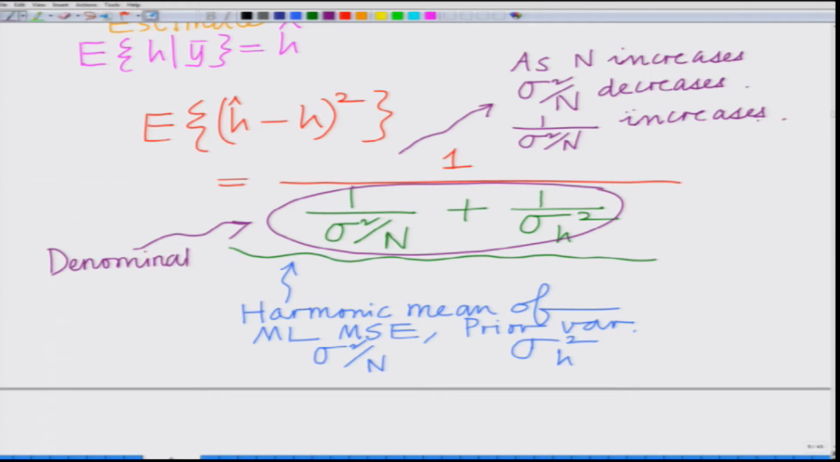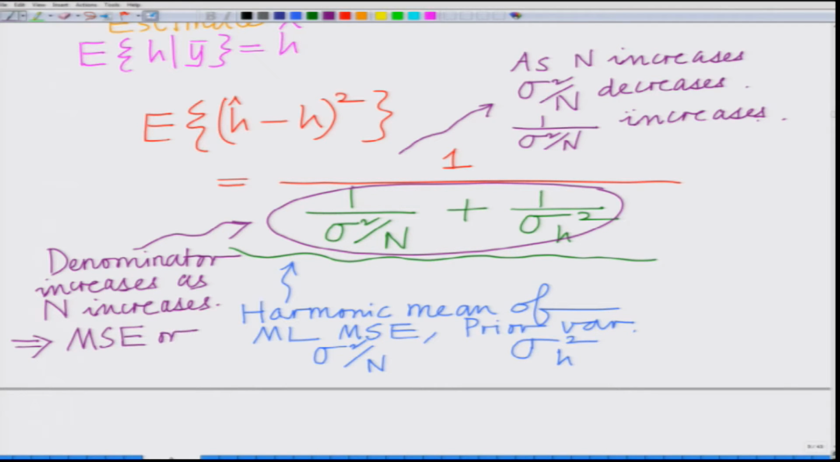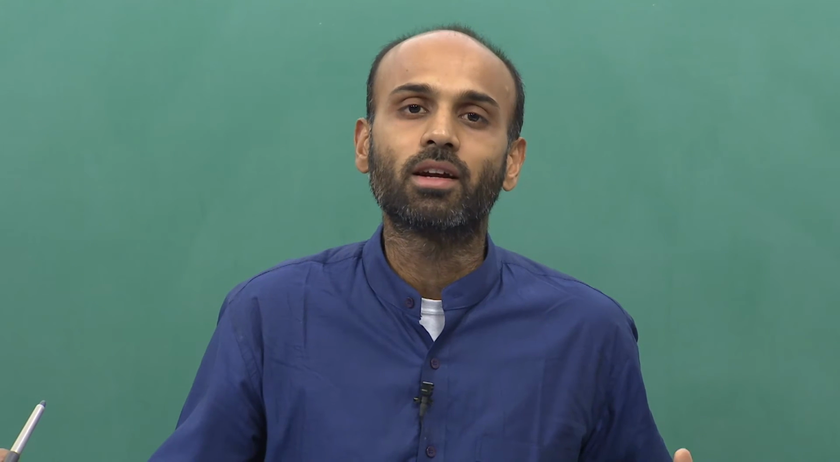Therefore, the denominator increases as n increases, which implies the MSE or variance decreases. Okay. So, it is easy to keep and it is important to keep that in mind. What we are saying is as n increases, this mean squared error decreases, all right.